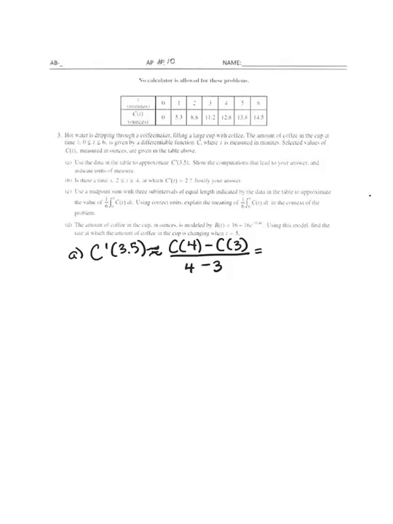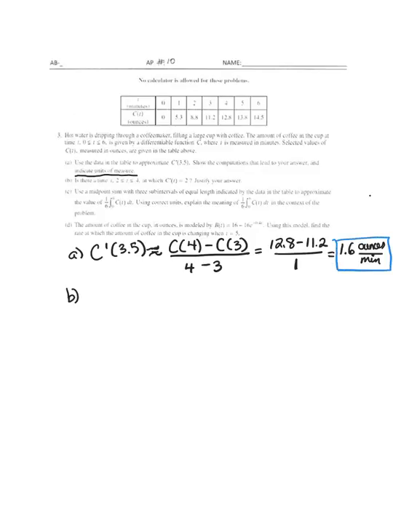So C of 4 is 12.8, C of 3 is 11.2, and 4 minus 3 is 1. So when we subtract, we get 1.6, but the units, because they do say indicate units, so it would be 1.6 ounces per minute. Okay, because this is a derivative. All right, let's move to part B. Okay, let's just put a box around that answer.